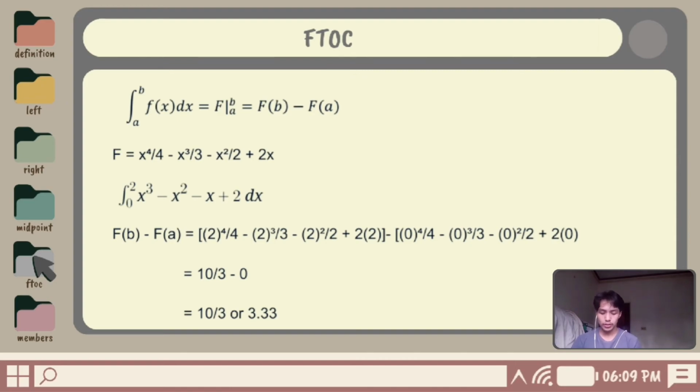So we will then get 2 raised to 4 over 4 minus 2 raised to 3 over 3 minus 2 raised to 2 over 2 plus 2 multiplied by 2 minus 0 raised to 4 over 4 minus 0 raised to 3 over 3 minus 0 raised to 2 over 2 plus 2 multiplied by 0. And we will then get 4 minus 8 over 3 minus 2 plus 4 minus 0. After we add all of that together, we will get 10 over 3 or 3.33.